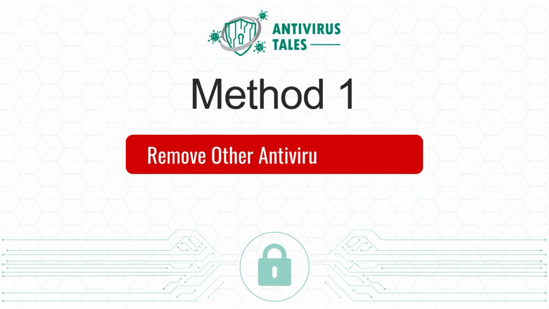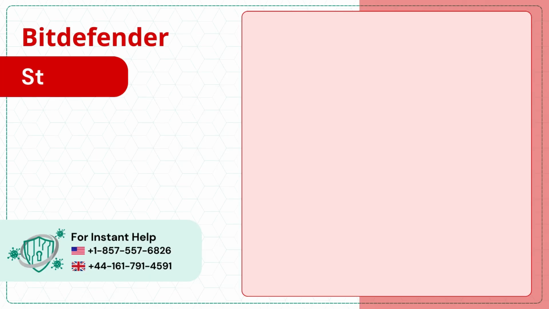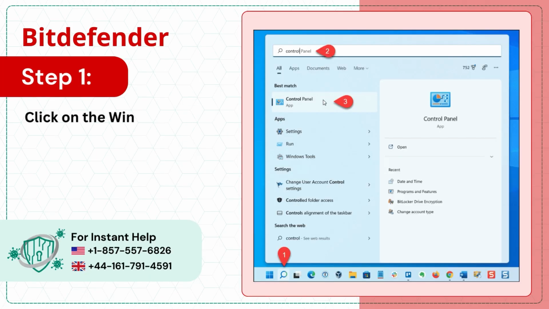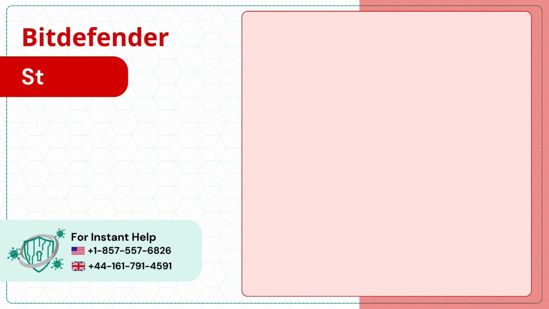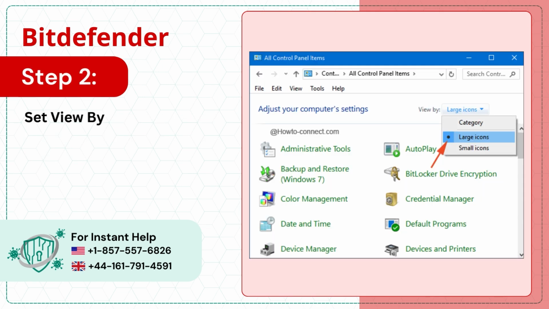Remove other antivirus programs. Step 1. Click on the Windows search menu, type in Control Panel and open it. Step 2. Set View By to large icons.